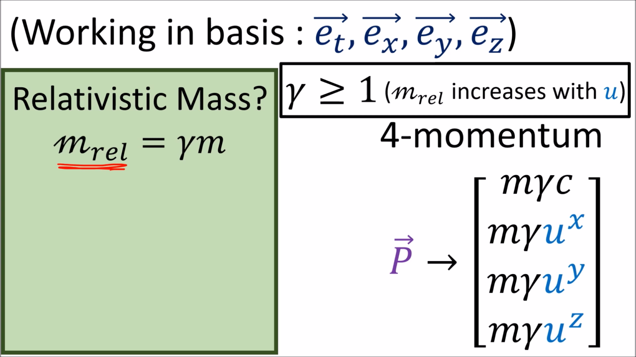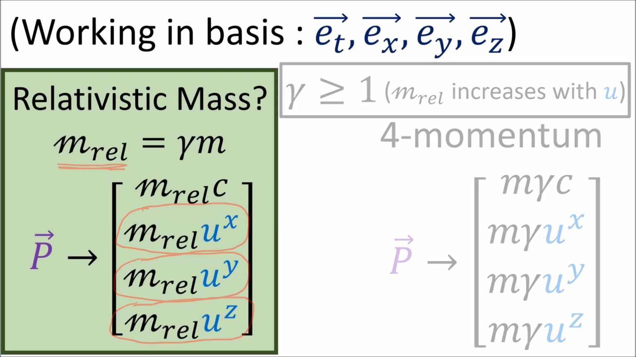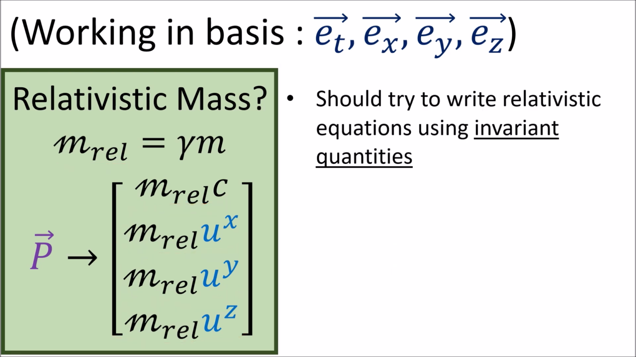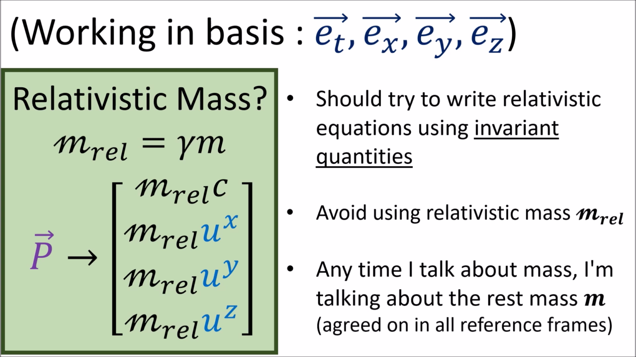Now, the reason that some physicists came up with the idea of relativistic mass is that it makes the components of the 4-momentum vector look more like the Newtonian momentum that we're used to, where the spatial components of the 4-momentum are now just the relativistic mass m times the ordinary 3-velocity. However, it's my belief that we should try as much as possible to write relativistic equations using invariant quantities that are the same in all reference frames. So in this video series, I will not be using relativistic mass since it changes in each reference frame. Anytime I talk about mass, I'm talking about the rest mass of an object that is agreed upon in all reference frames.